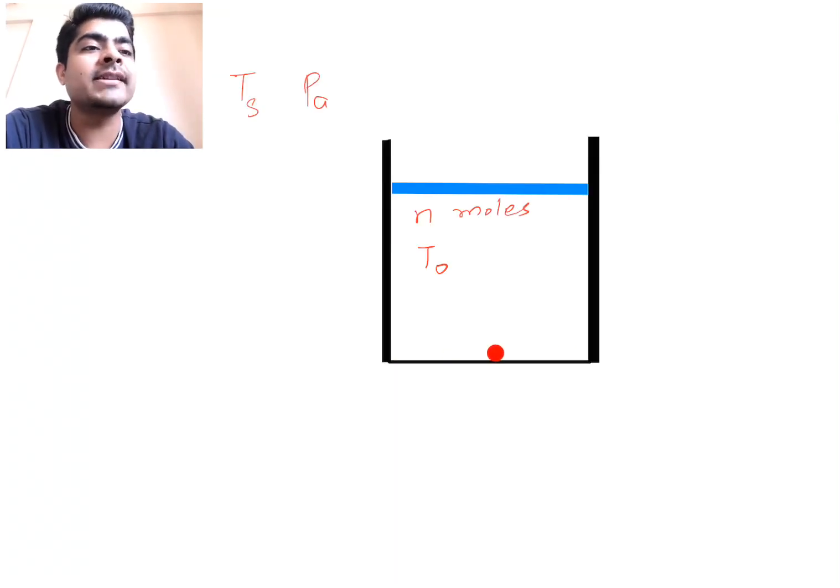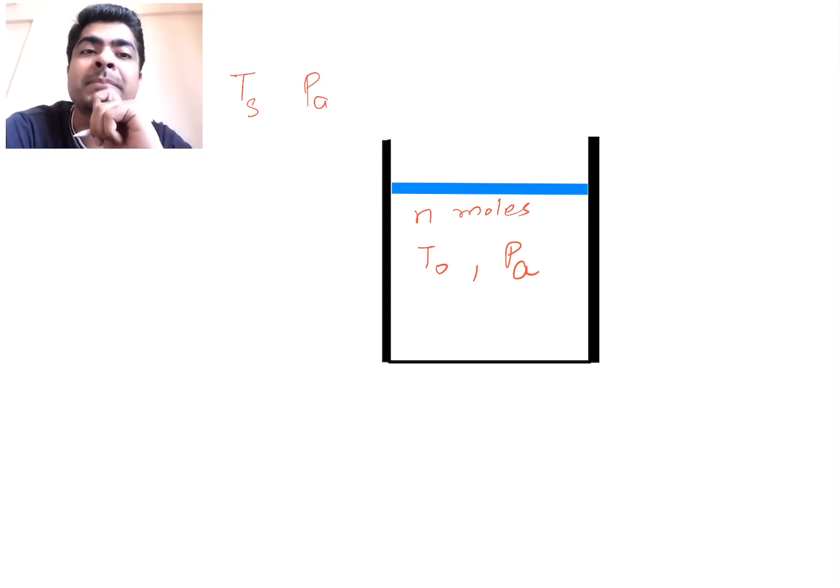So here you can see your cylinder. This is the piston, blue colored one. So the gas has n moles, its temperature is T0, surrounding temperature is Ts, atmospheric pressure is Pa. Now this gas is in equilibrium with the surrounding, right? The piston should have same pressure on both the sides. So the inside pressure of the gas will also be Pa.